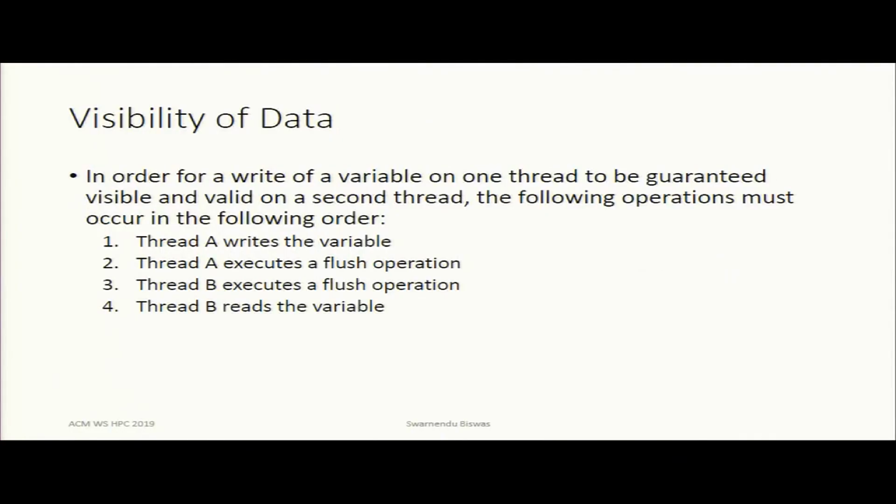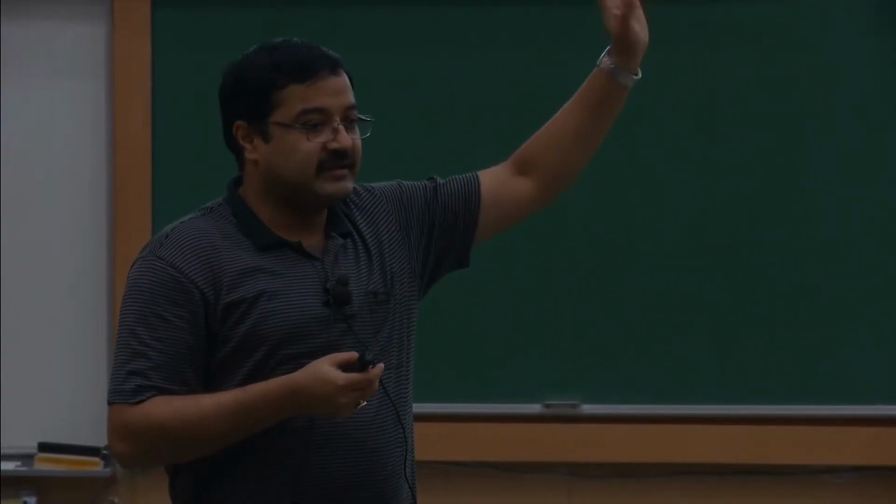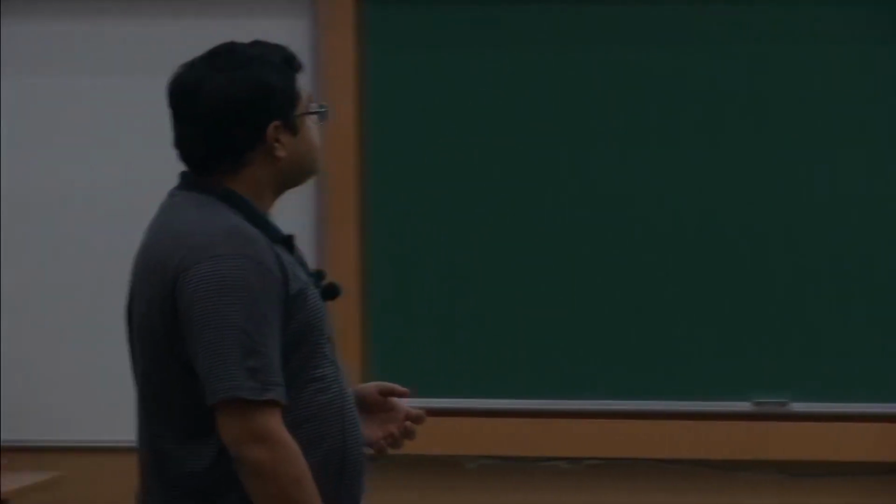So in order to ensure visibility of data, this is what you need to do. I have thread 1 writing some data, and I have to make sure that thread 1's writes are visible to thread 2. What you need to do is something like this. Thread A will write to the variable, then thread A will execute a flush operation. Thread B will execute a flush operation and then it will read from the variable. This will ensure that the value written by thread A is seen by thread B.